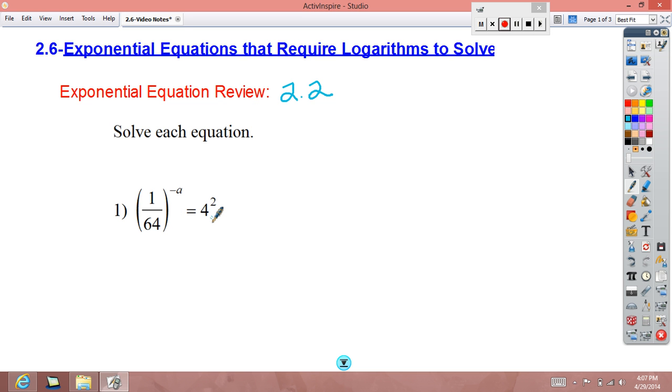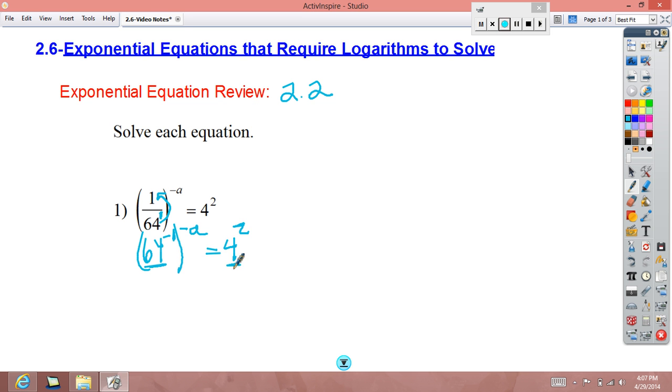I have 1 over 64. I have 4. So I'm pretty sure I can change these into each other. We talked in that 2.2 video that I have this fraction 1 divided by 64. I want to move this up. When that happens, this exponent of 1 becomes 64 to the negative 1 power, and all that's raised still to this negative a equals 4 squared. Okay, so the 1 becomes negative when I move it up. And I want to get the base the same.